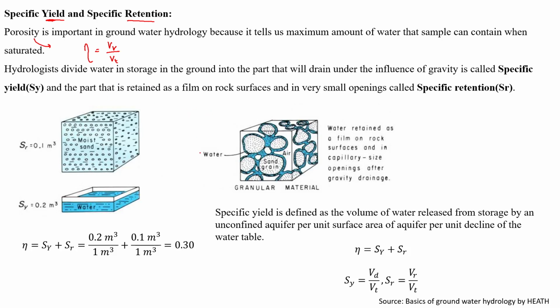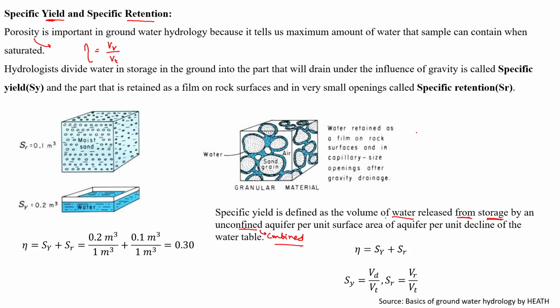So what is specific yield? Specific yield is defined as the volume of water released from storage by an unconfined aquifer per unit surface area of the aquifer per unit decline of the water table. It can be confined as well as unconfined. From the book I have taken, it is written as unconfined, but it is valid for both.